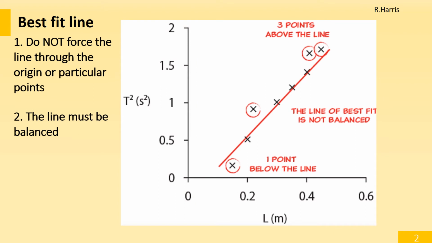Second, having too many points on one side of the line versus the other. For this graph, this resulted in a red line, which was not a well-balanced best fit line. So the aim is to try to have the same amount of points on both sides.